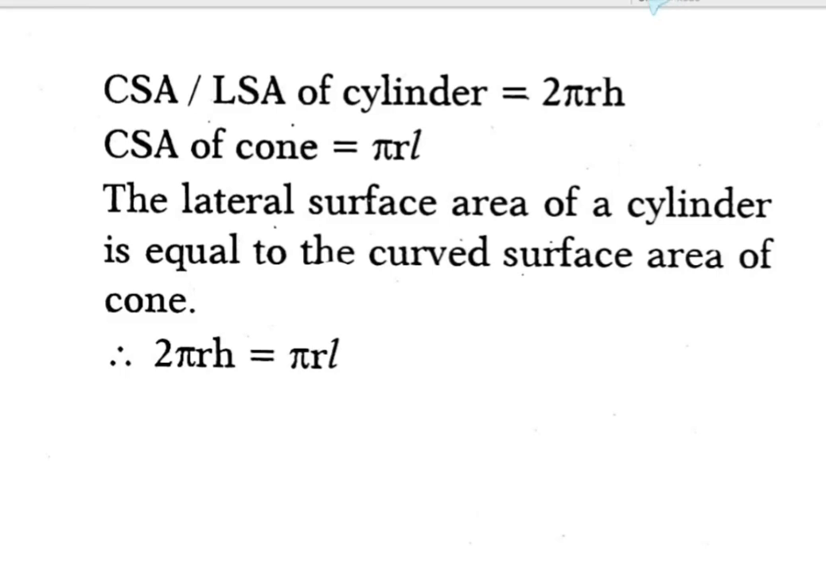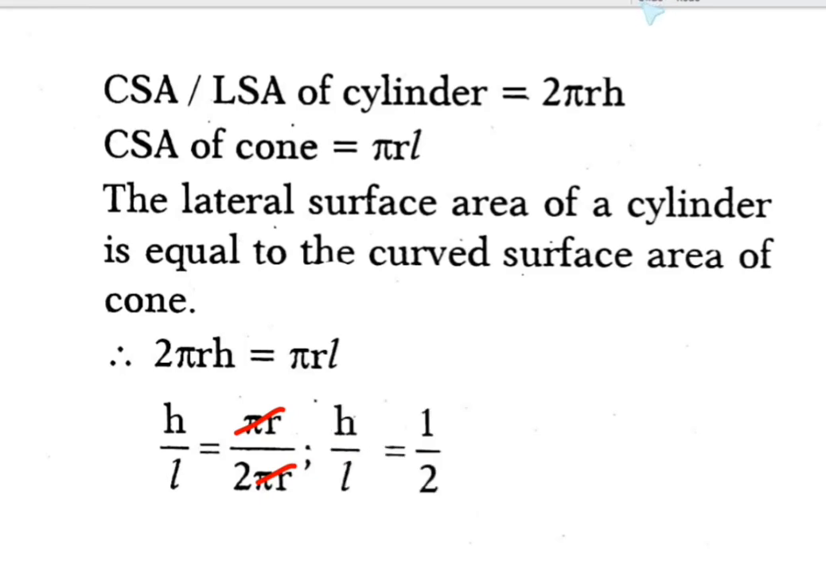Then h by L is equal to pi r by 2 pi r. Here pi r and pi r cancelled. h by L is equal to 1 by 2. Therefore, h by L equal to 1 by 2. h is to L is equal to 1 is to 2.